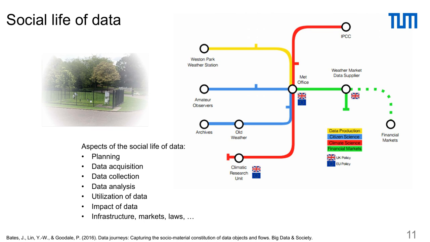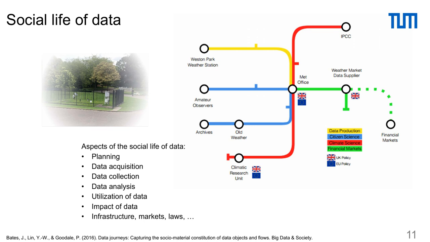This is an example of the Weston Park weather station. It was founded in 1880 due to a diarrhea outbreak, and doctors suspected a correlation to the temperature, so they needed data about the temperature and put up a weather station. And this weather station is now associated to the Sheffield Museum. And what is interesting here is that, well, let me just cite a short passage of the work on the social life of data.